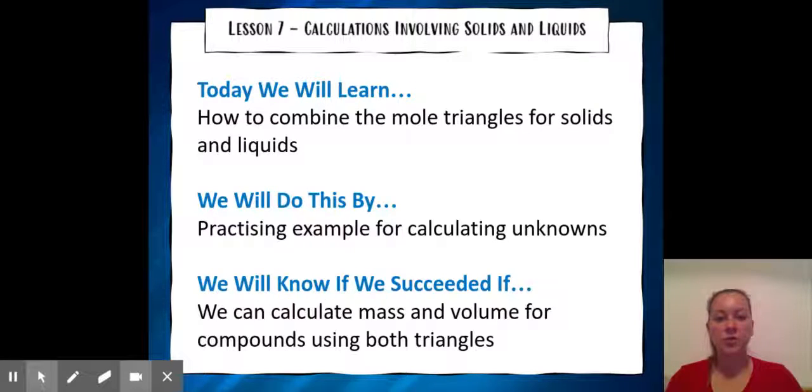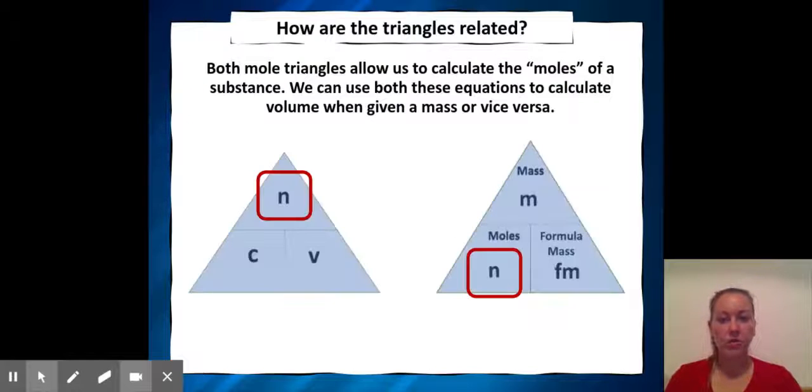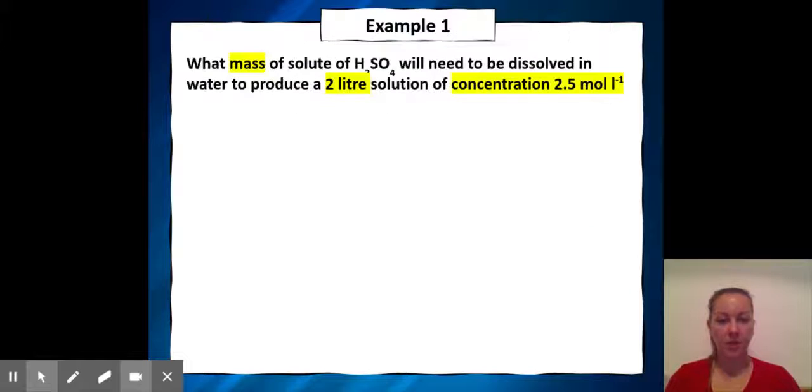Today we are going to combine the two triangles, like I said, for solids and liquids. We'll practice lots of examples of calculating unknowns, and we want to be able to use both triangles to calculate mass and volume. So, both mole triangles allow us to calculate the moles of a substance. We can use both of the equations to calculate volume when given a mass, or the mass when given a volume. Let's get straight into example 1.